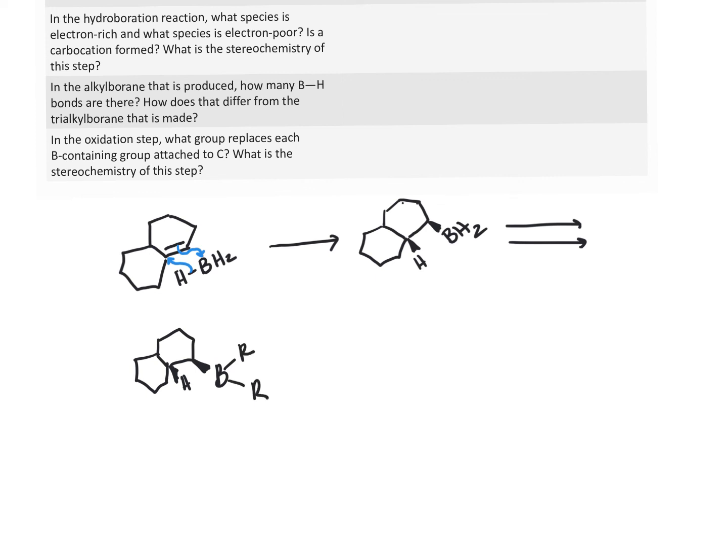And then in the oxidation step, what group replaces each boron-containing group that's attached to the carbon? And then what's the stereochemistry at this step? This is what you would rationalize for a predict-the-product type reaction. When we do this, we know that the boron there is replaced by that alcohol functional group. And there we go, there's our product, and the enantiomer. The enantiomer would just be the dashes.